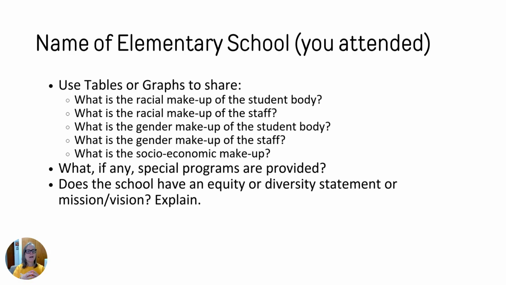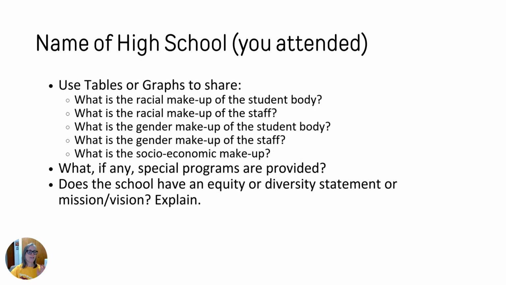So you want to find the racial makeup of the student body and the staff, the gender makeup of the student body and the staff. You'll need the socioeconomic information, and then share any special programs that school provides now. And then, do they have an equity and diversity statement? If they do, share the statement. If they don't, just explain that you looked for one, but they did not appear to have one. Then the next slide, you're actually going to do the same thing, but talk about your high school.